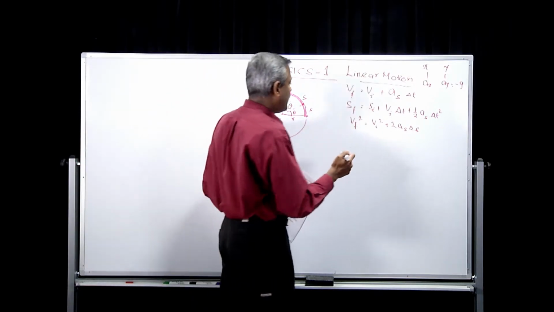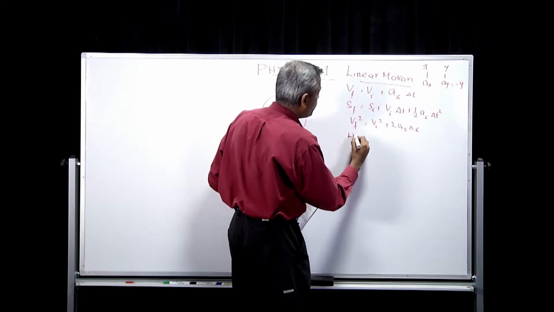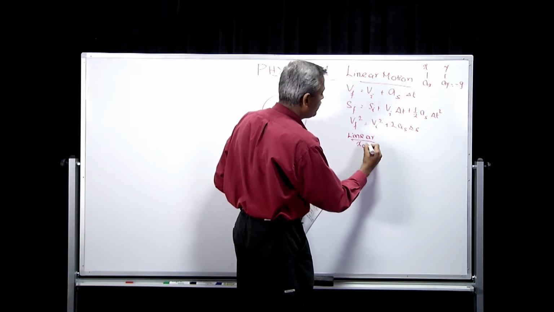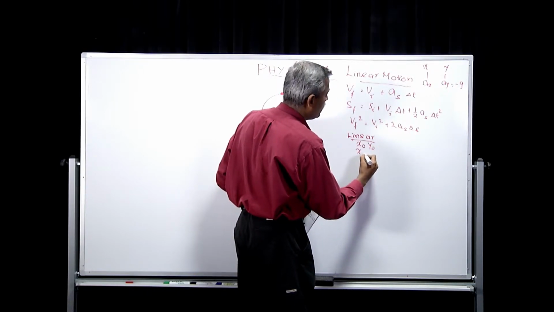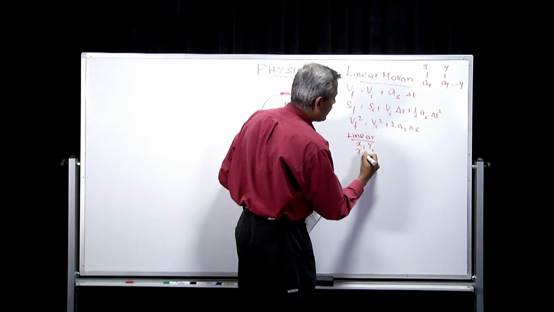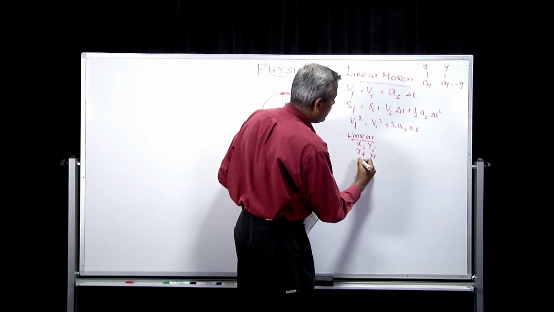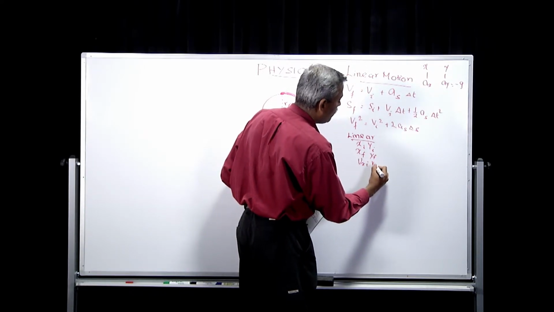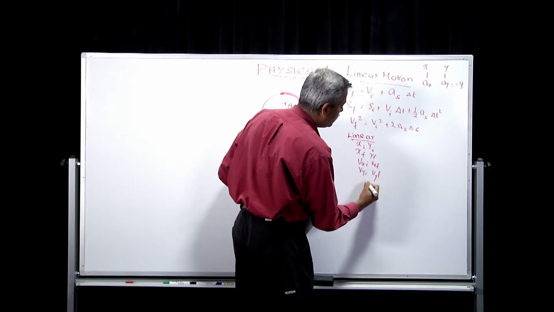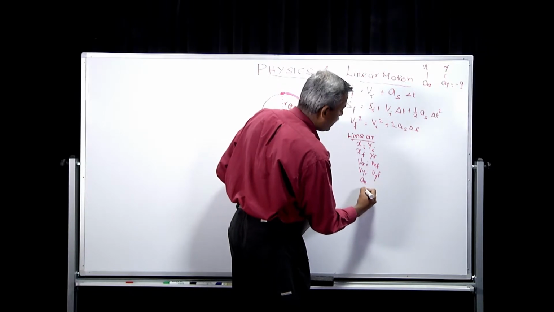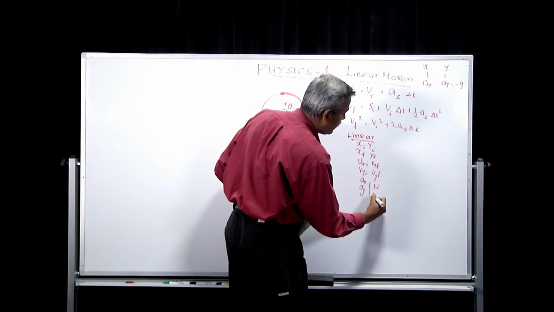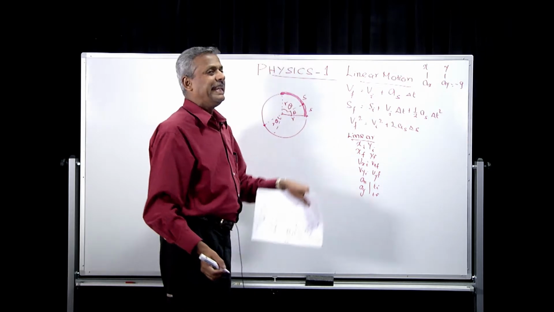Let me tell you at the outset, we deal with the linear motion. What are the parameters we deal with? X 0 is initial position, or y 0, or let us put x I, y I, x final, y final, V x initial, V x final, V y initial, V y final, A x, A y, right, and then T I, T F. All these parameters we use for linear.